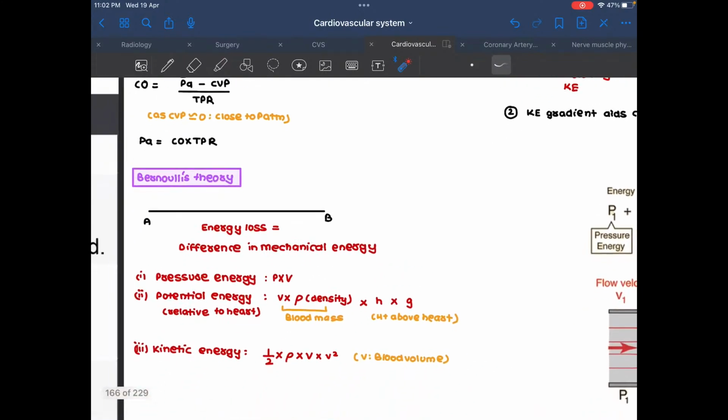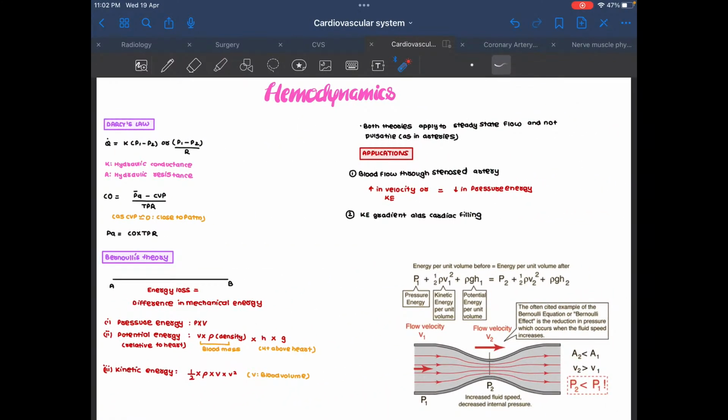The second theory I want to discuss is Bernoulli's theory, and we already studied it in physiology as well. So what was there? Only one thing was playing a role, that was pressure. In Bernoulli's theory, there are actually three types of energies. There is the pressure energy, there is the potential energy, and there is the kinetic energy. And all of these energies are interchangeable. These three make up something known as mechanical energy. These are components of your mechanical energy.